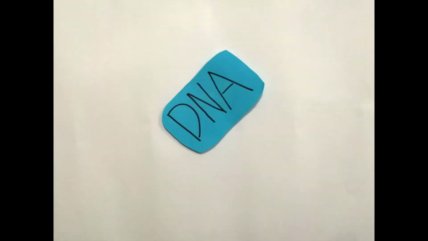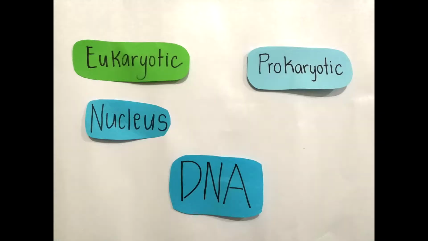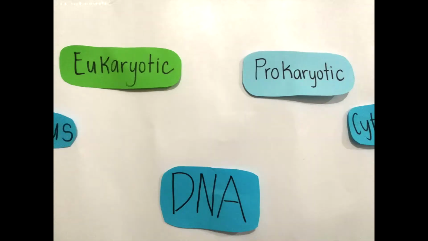Now there's two kinds of cells, eukaryotic and prokaryotic cells. In eukaryotic cells, DNA is contained in the nucleus, but in prokaryotic cells, DNA is in the cytoplasm because they don't have a nucleus. Sad to be them.